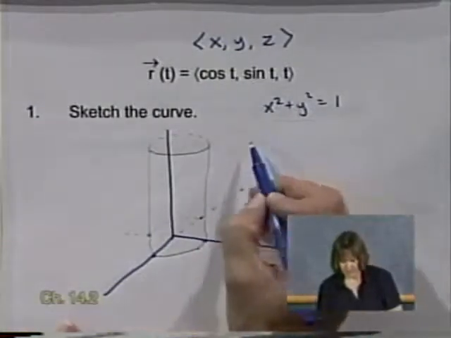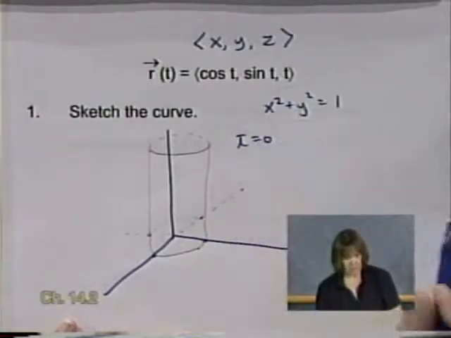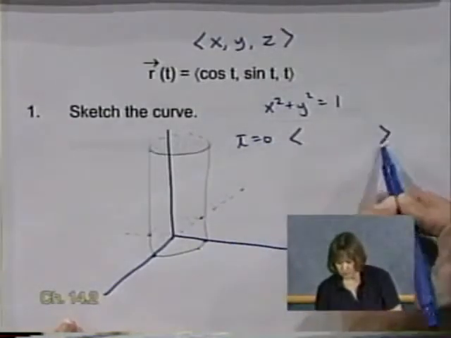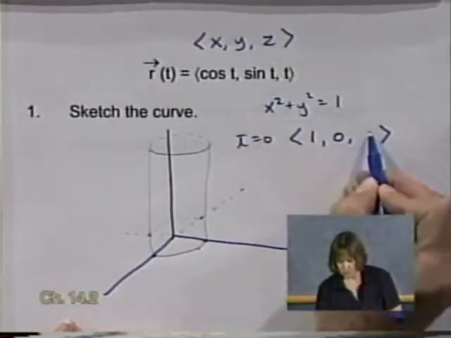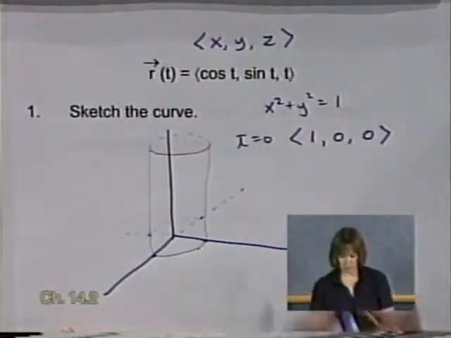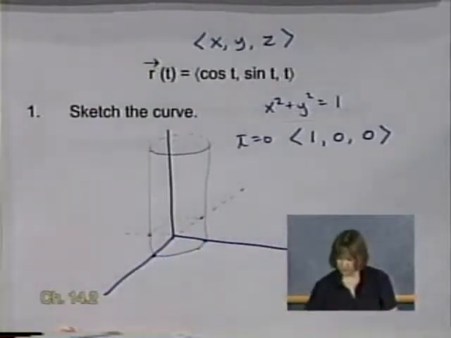Now let's plot some points here though. Let's see. If I let t be 0, let's just get a couple points here. My first point is cosine of 0, which is 1, sine of 0, which is 0, and t is 0. So 1, 0, 0 is right here. Let's do it in red.